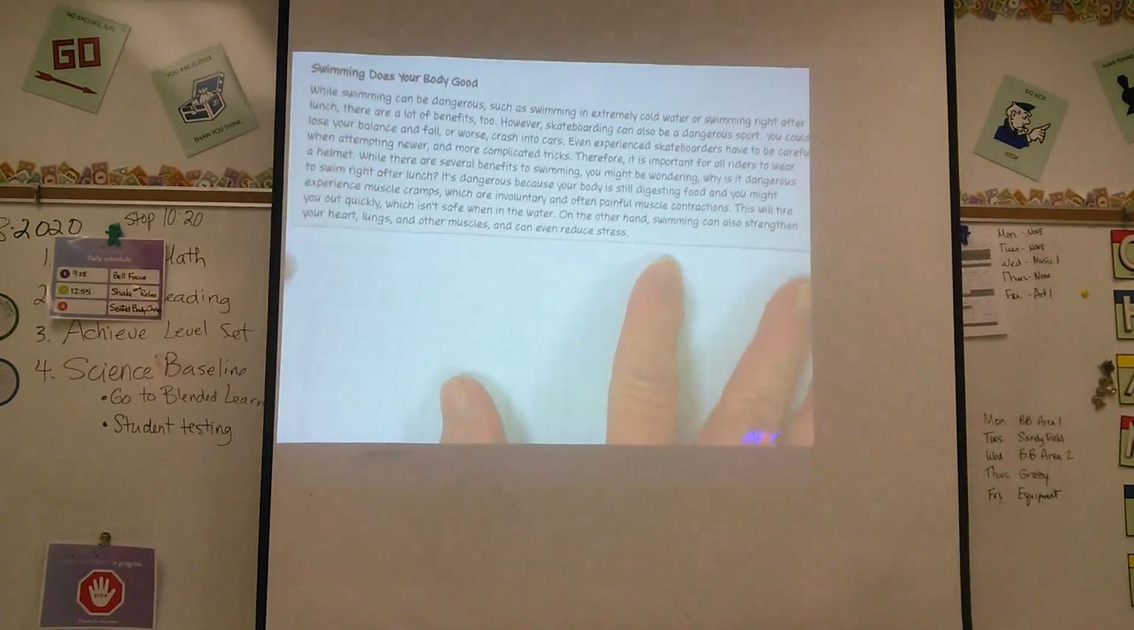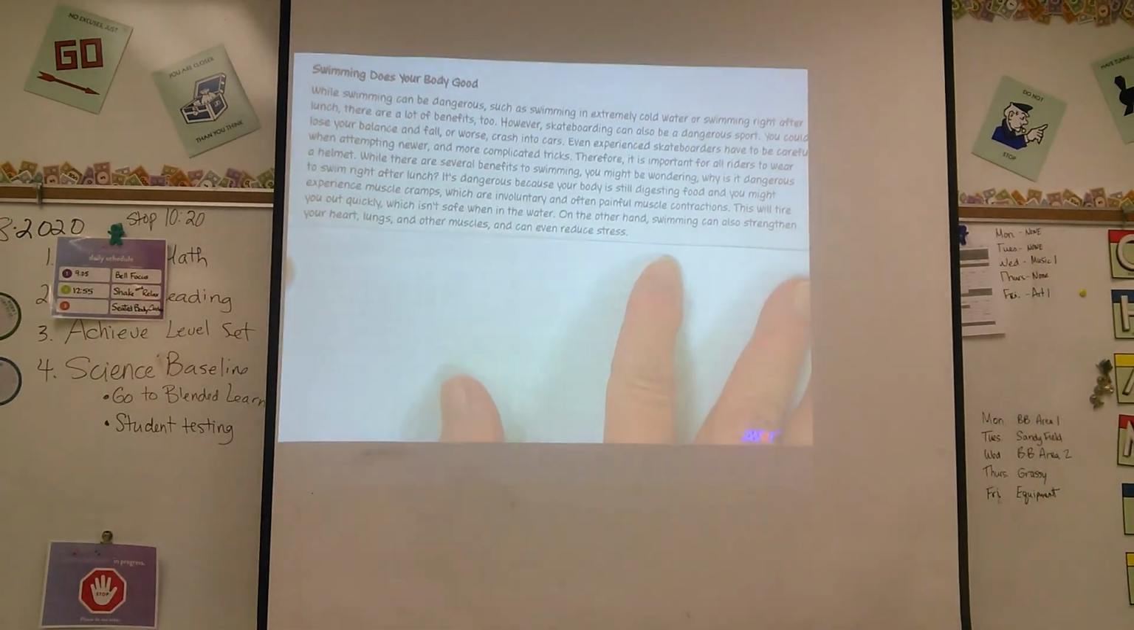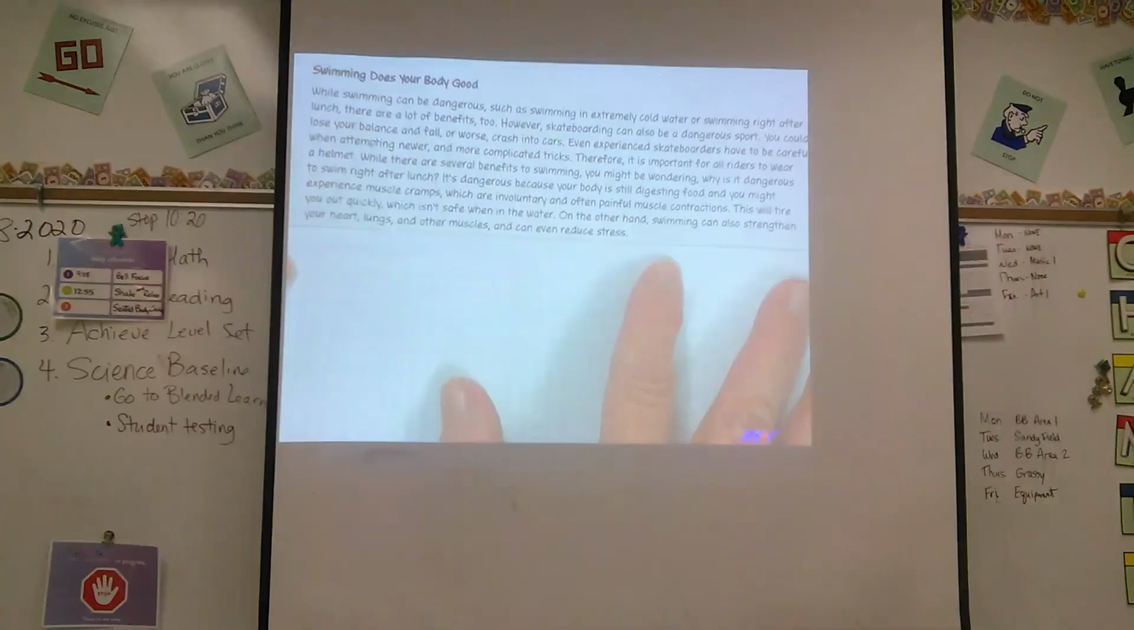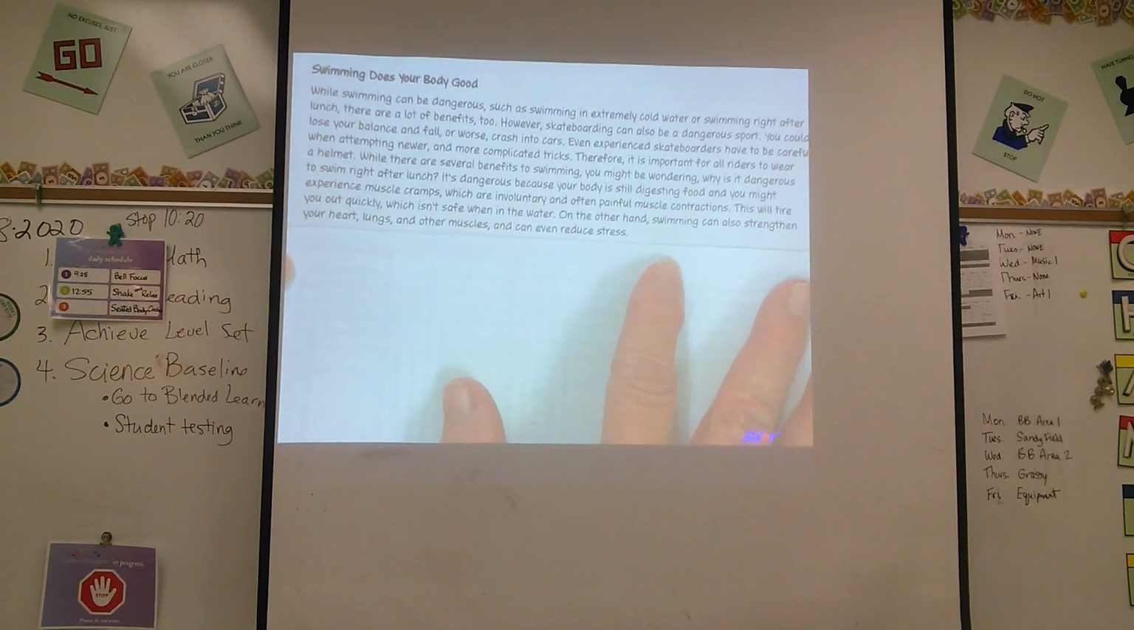Swimming does your body good. While swimming can be dangerous, such as swimming in extremely cold water or swimming right after lunch, there are a lot of benefits too. However, skateboarding can also be a dangerous sport. You could lose your balance and fall, or worse, crash into cars. Even experienced skateboarders have to be careful when attempting newer and more complicated tricks. Therefore, it is important for all riders to wear a helmet.